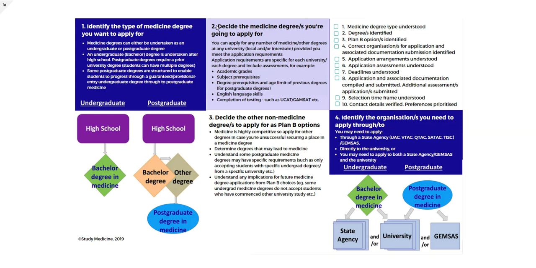Decide the medical degrees you're going to apply for, and obviously there's a number of things to take into consideration. You can apply for any number of medical programs in your local state or interstate, provided you meet the application requirements. Application requirements are always set for academic grades, but the medical program may also have certain requirements regarding subject prerequisites. If it's a postgraduate degree, there may also be requirements for certain types of previous degrees. International students always have to meet certain English language skills, and there's additional testing that universities may require students to go through, such as UCAT, GAMSAT, MCAT, and whatever.